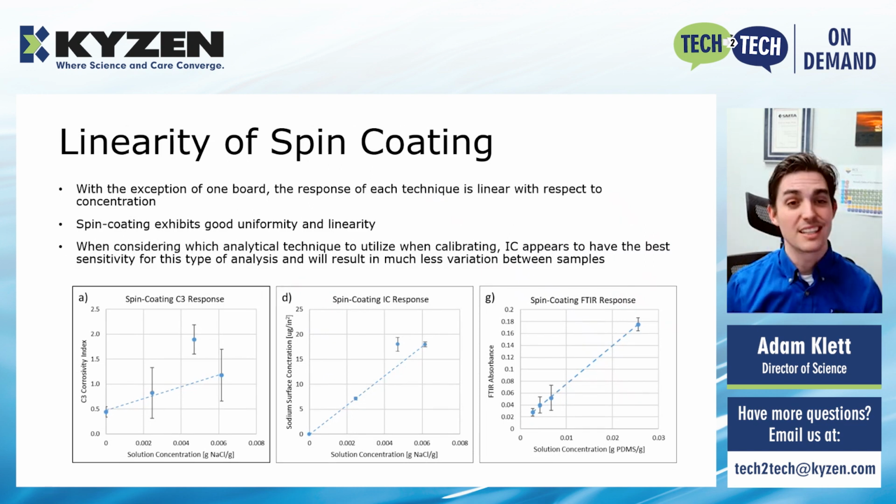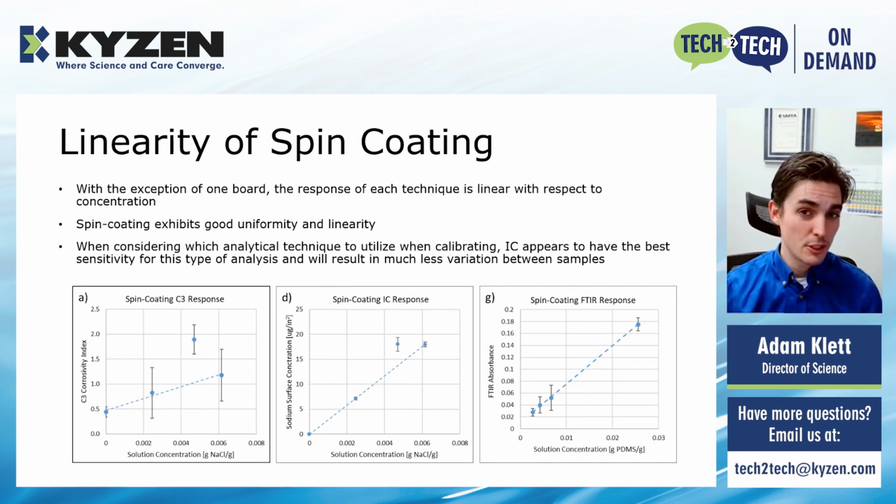All right, so the next part is the linearity of the data. And the linearity leads to the part about being able to put a precise amount down on the board. So with the exception of one board, the response of each of those techniques is very linear with respect to the concentration of the boards. And this means that we're able to pick and choose which concentrations we put down.